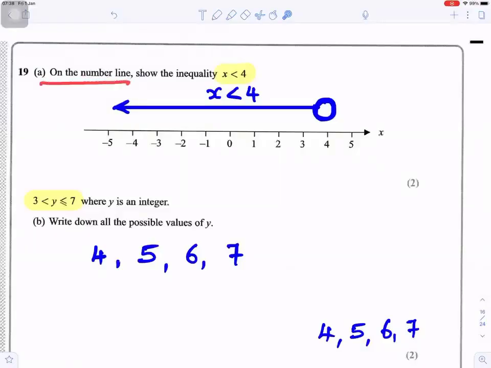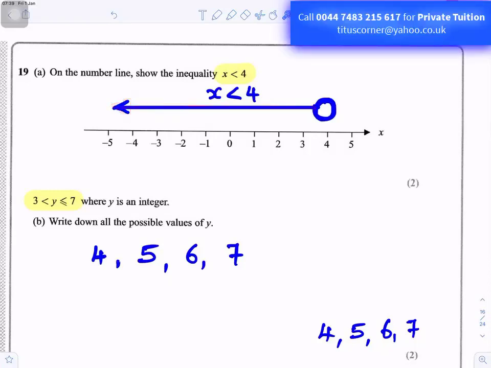On the number line, show the inequality x is less than 4. So you go at where the number 4 is, put a small circle, and because it is less than, you draw the arrow going to the left because it includes all the numbers below 4. And don't shade the circle. The circle is unshaded because it does not include 4. It has to be less than 4. That's why we do not shade the circle.